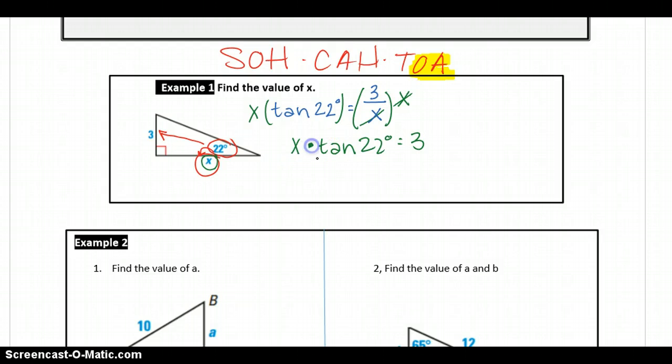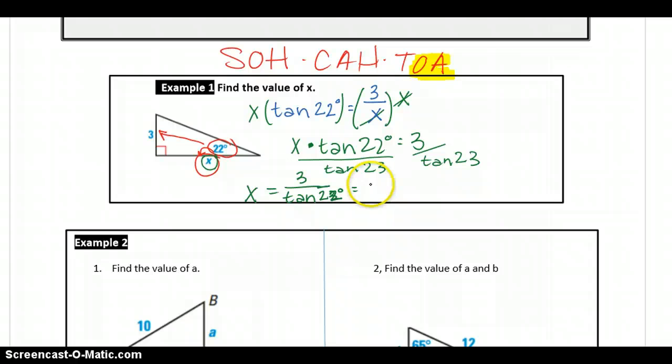So since we're multiplying here, we want to divide by the tangent of 22 on both sides. So that will give us an answer of x is equal to 3 over the tangent of 22 degrees. In order to get a final answer, we can plug this into our calculator. You should plug in 3 divided by the tangent of 22, and you should get an answer of 7.07.